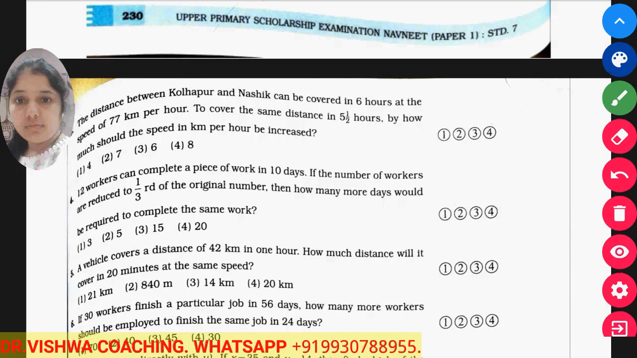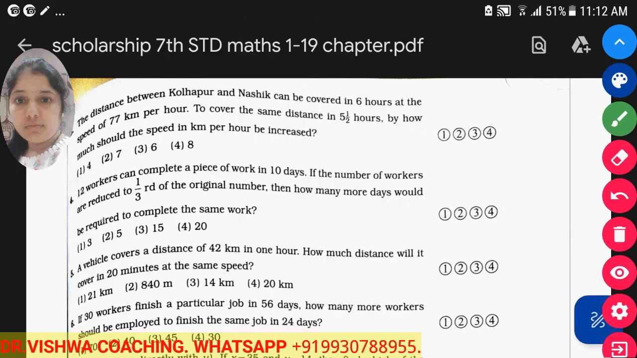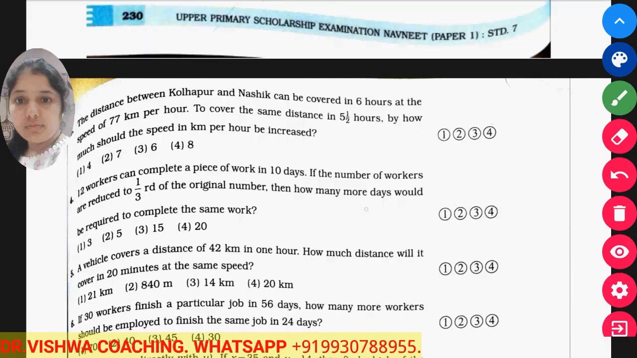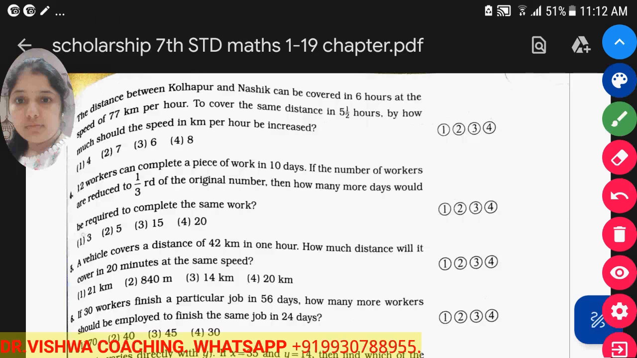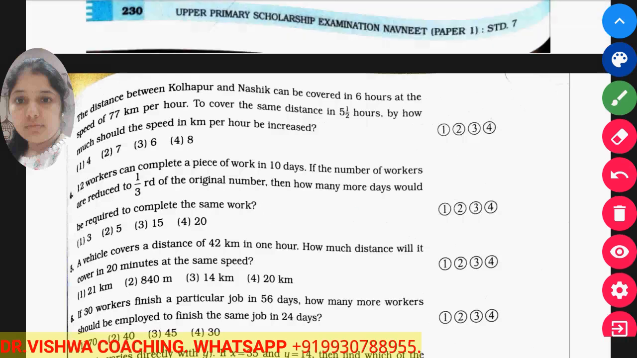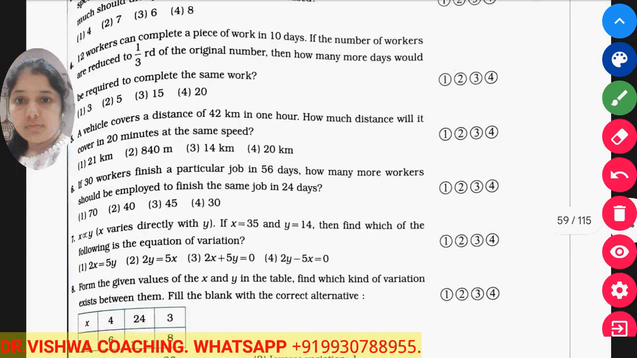Now 12 workers can complete a piece of work in 10 days. If the number of workers is reduced to one-third of the original number, then how many days would it require to complete the same work? Again you try at home. 12 workers are there, number of workers is reduced to one-third, means now number of workers is 4. So how many days will they require? There is inverse proportion, because the number of workers only reduced, the number of days will be more. So try to solve this again.